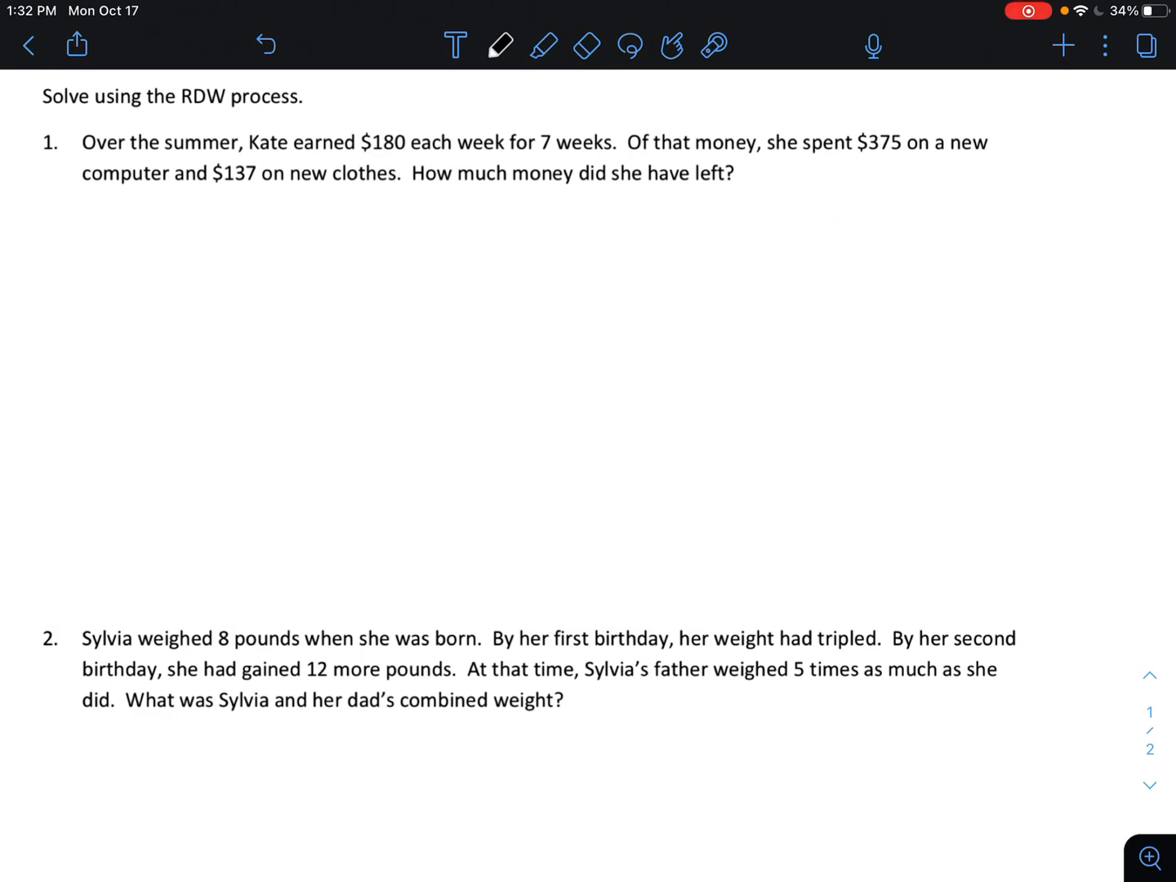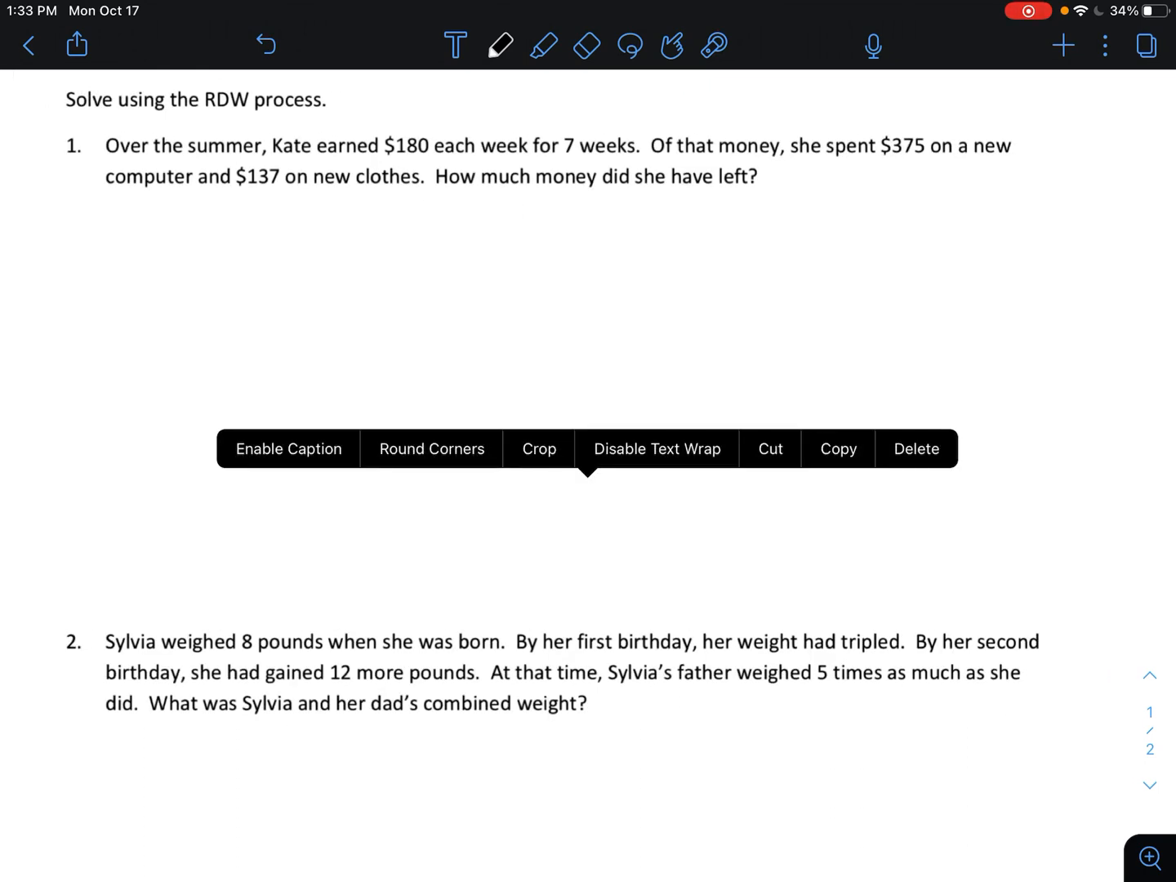So in order to do your independent practice in your workbook today, you're going to really want to pay attention to this and watch the steps and make sure that you don't try to do more than one step at a time. That's the key with the word problems. So for word problems, we're going to always use the RDW process. That's read, draw, and write.